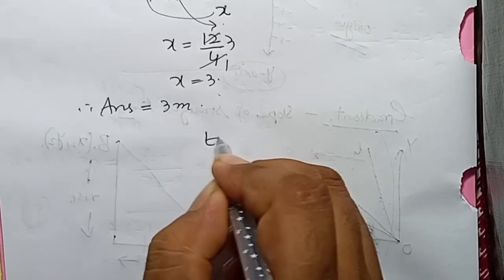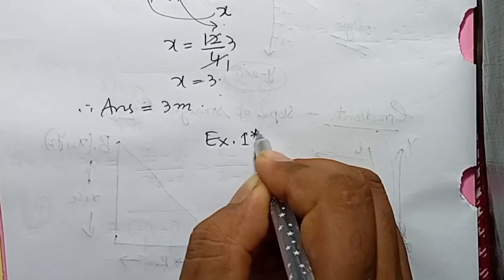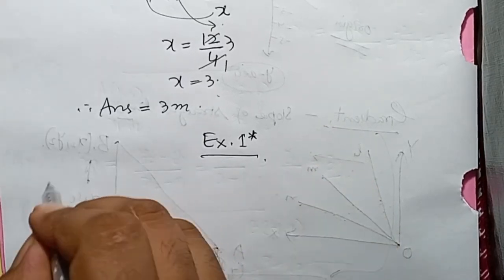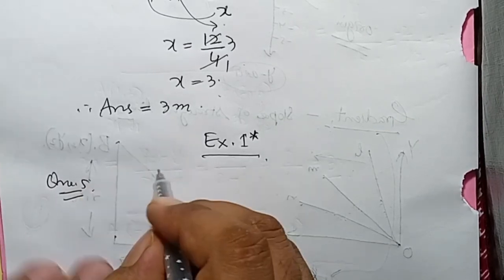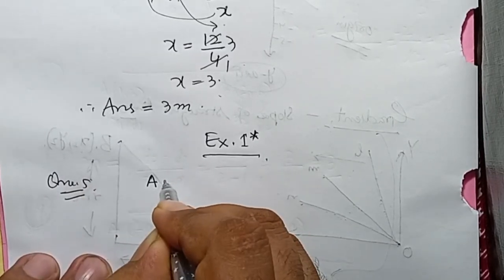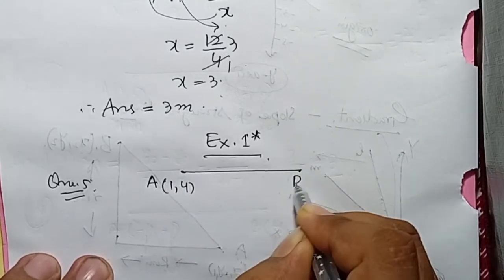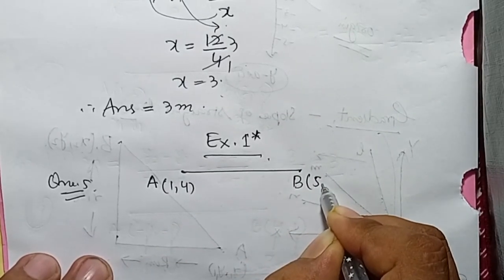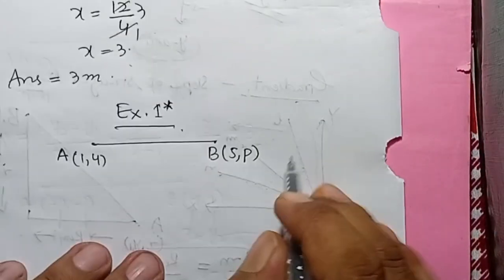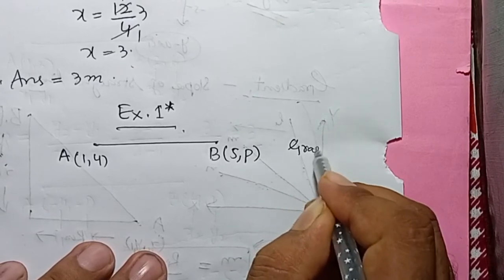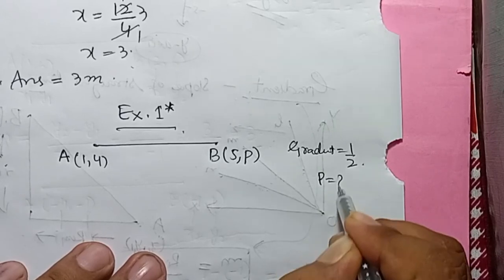Now you can see all questions are similar. Now I will move to the exercise 1 star. There I found the question number 5. Question number 5. The line joining A, the point is (1, 4), to B, the pair of points is (5, p), and gradient is given 1 by 2. We need to find the value of p.